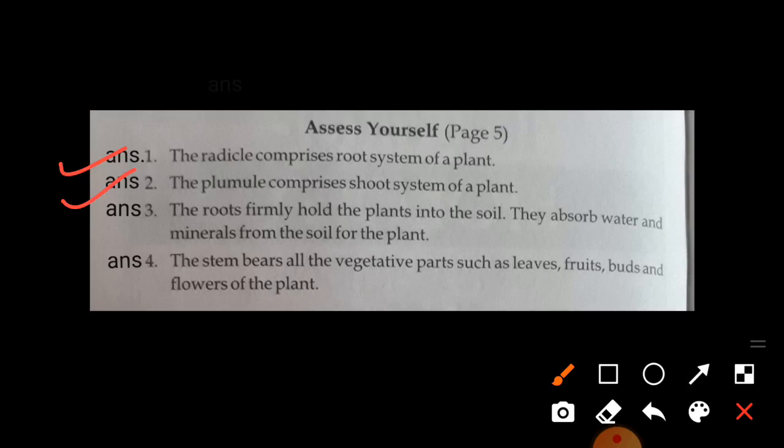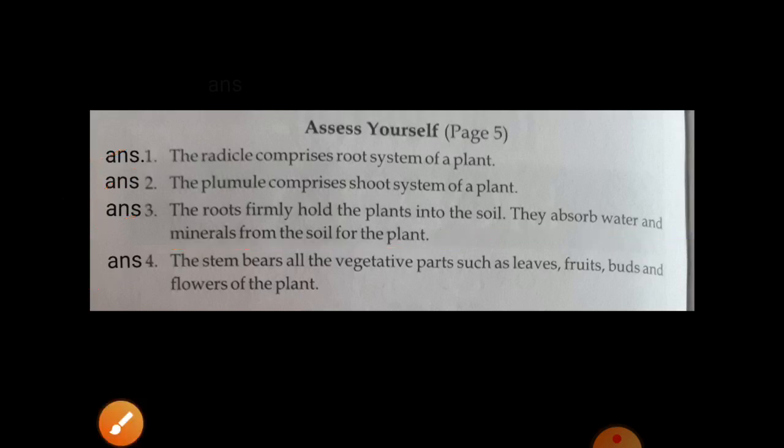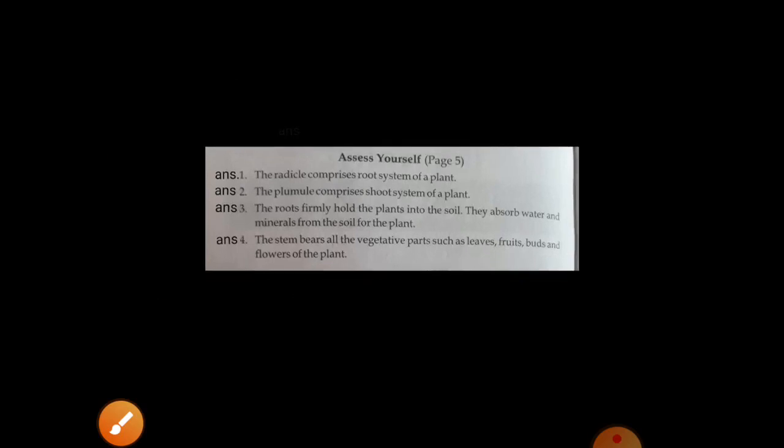Third question, what is the function of root in plants? The root firmly holds plants into the soil. They absorb water and minerals from the soil for the plant. Now question 4, what is the function of stem in the plants? So the answer 4 is, the stem bears the vegetative parts such as leaves, fruits, buds and flowers of the plant.